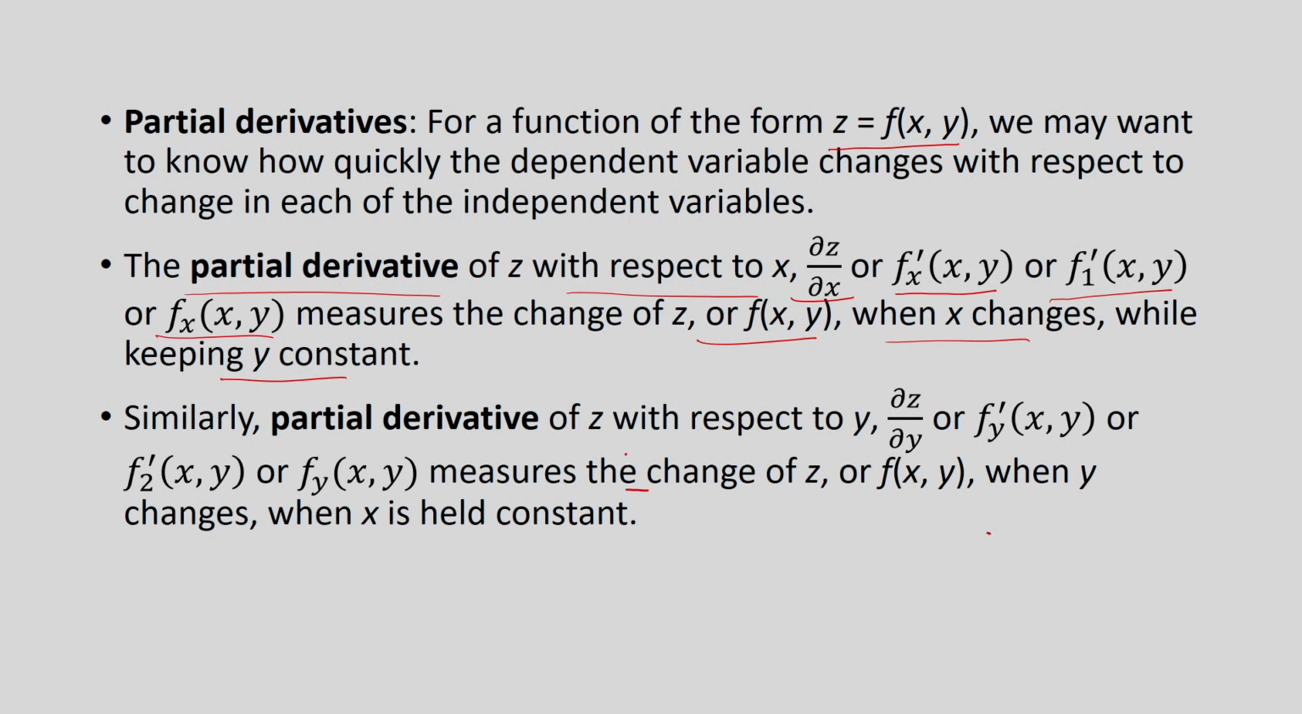So, this was the partial derivative with respect to x. Similarly, the partial derivative of z with respect to y will be denoted by del z del y, or f dash y of x y, or f dash 2 of x y, or simply f subscript y of x y. It measures the change of z, or f of x y, when y changes, when the first variable, that is x, is held constant.